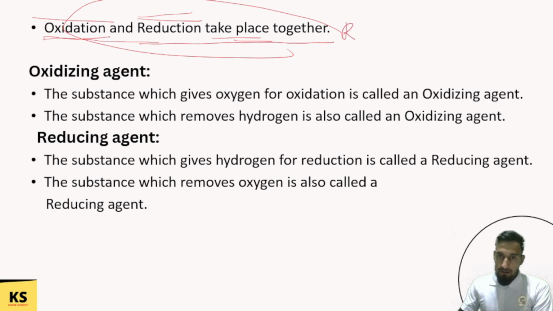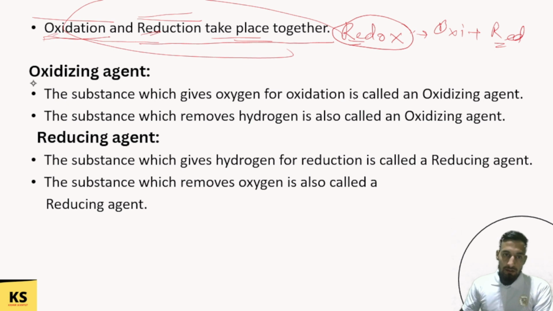These are called redox. Red from the reduction part, and ox from the oxidation part. Hence, these reactions are collectively called redox reactions. Oxidation plus reduction.